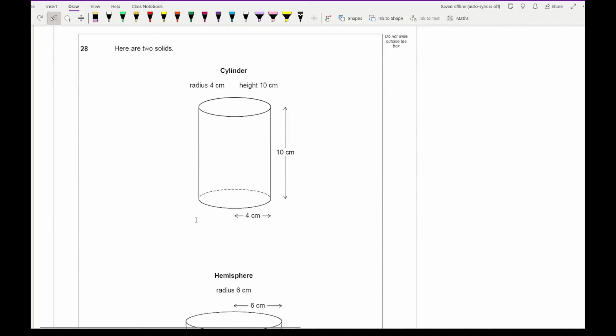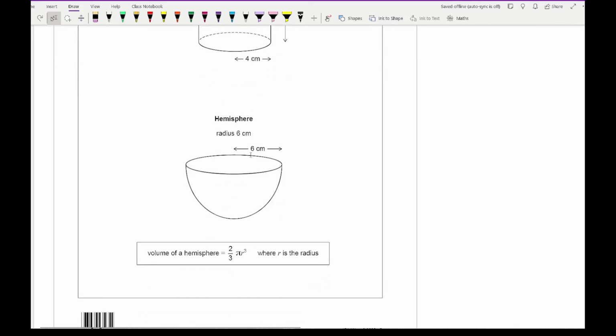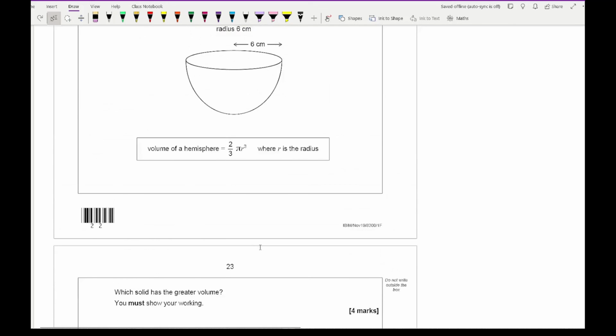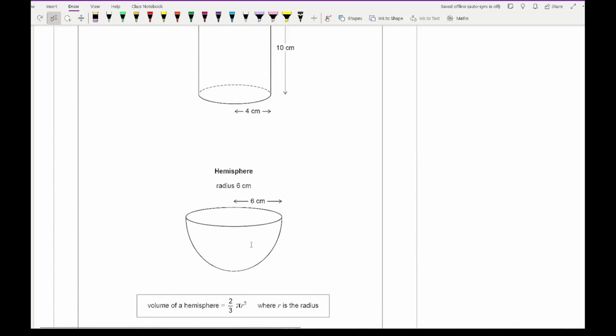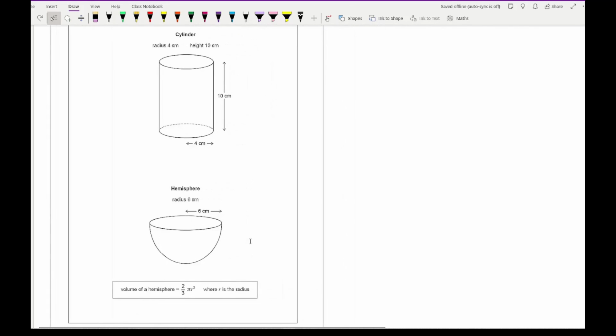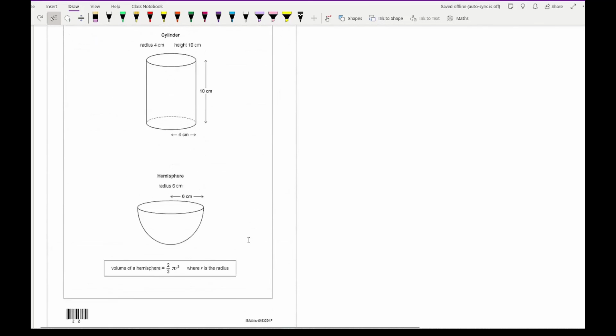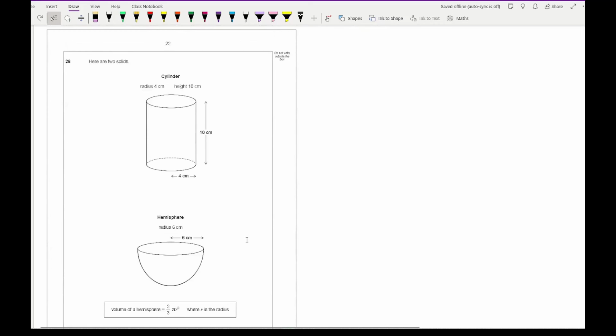And looking at the next question, question 28 says here are two solids. We've got a cylinder with a radius of 4 and height of 10, and we've got a hemisphere of radius 6, and it's got our formula here. The question is asking which solid has the greater volume. Let me zoom out so we've got both of these. What I need to do is work out the volume of both of these shapes.